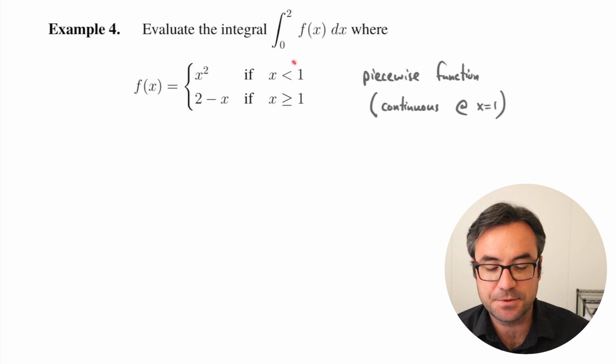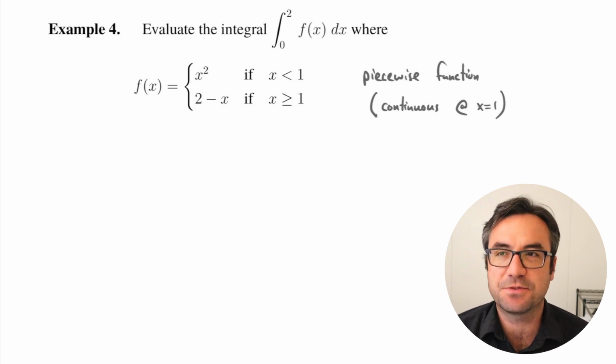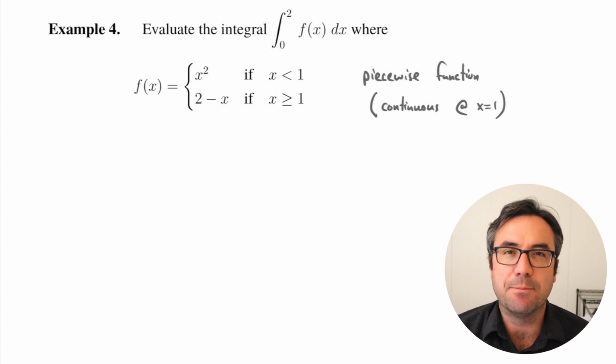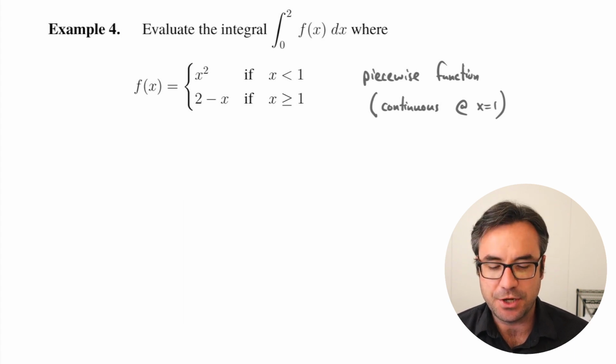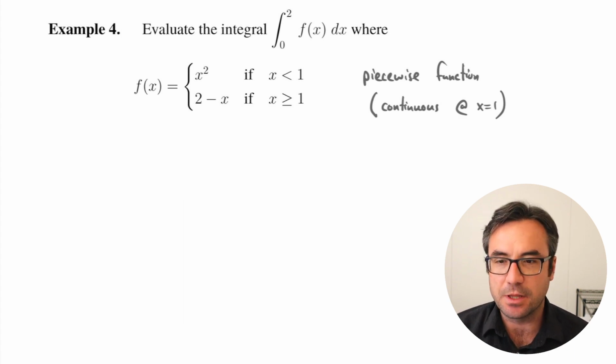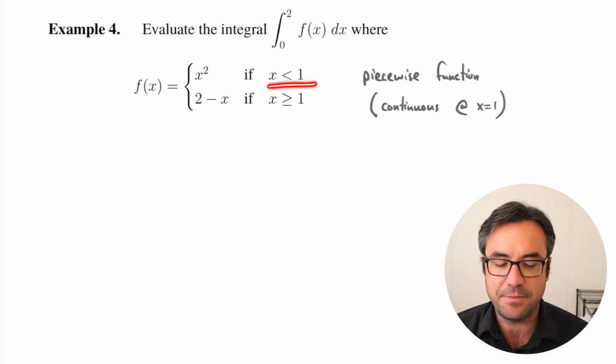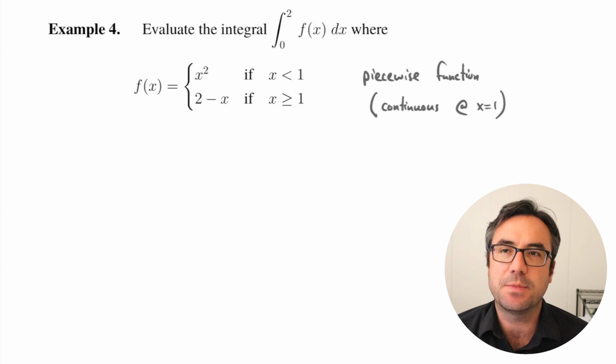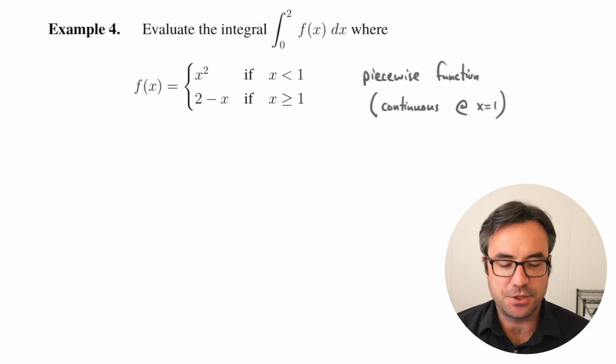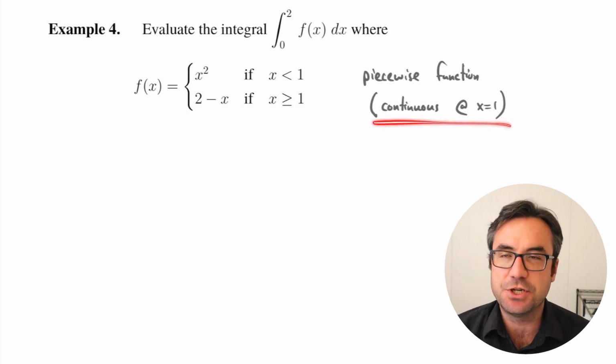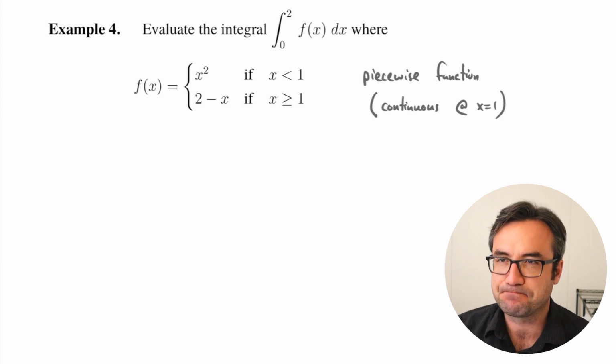So when the pieces of our piecewise function come together, they come together nicely. There's not a jump in our graph. You can check this by taking the limit of the left-hand piece and the limit of the right-hand piece, and you see that they come together. All right, so this is a piecewise function, and we just note that it's continuous.